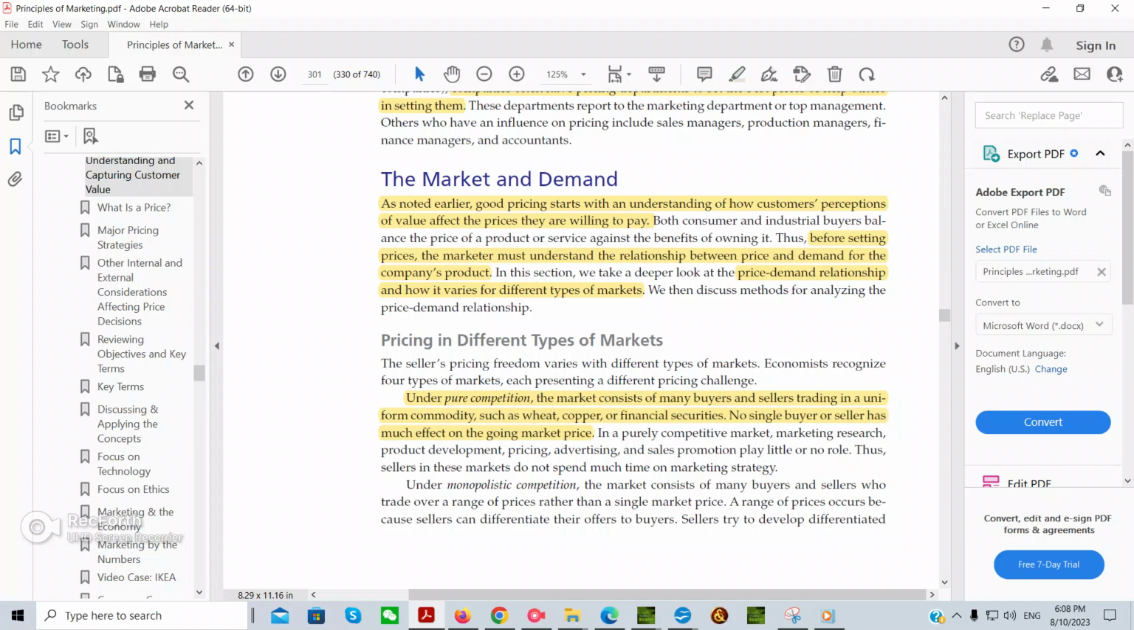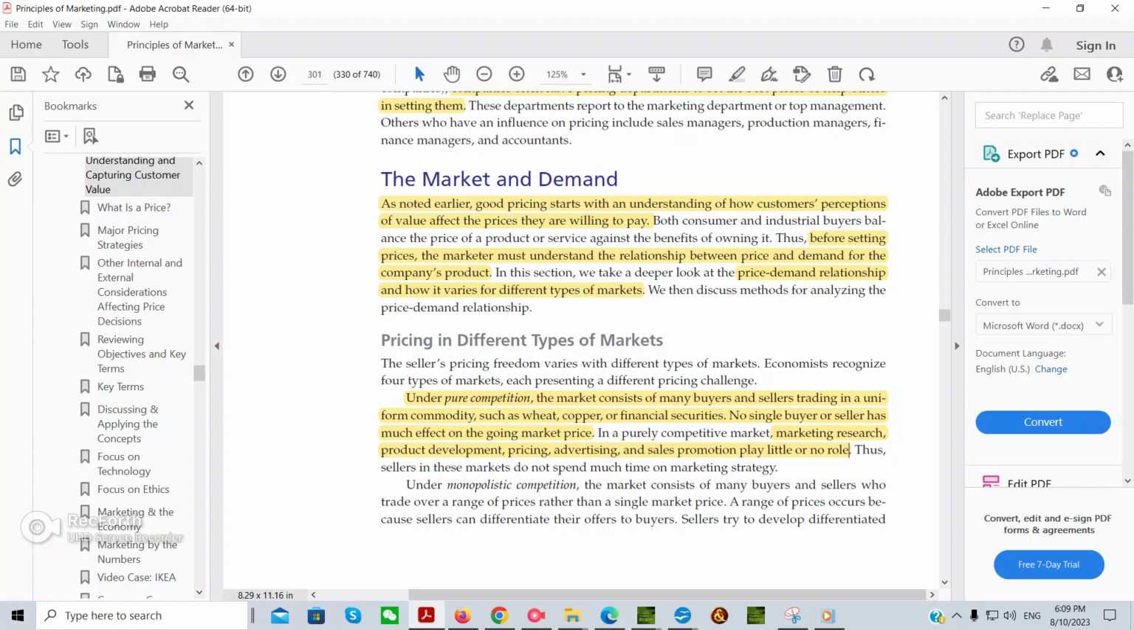Do you understand? In a purely competitive market, marketing research, product development, pricing, advertising, and sales promotion play little or no role. Why? Because if you can't influence the market, then having more information about it is not going to influence it. Thus, sellers in these markets do not spend much time on marketing strategy.